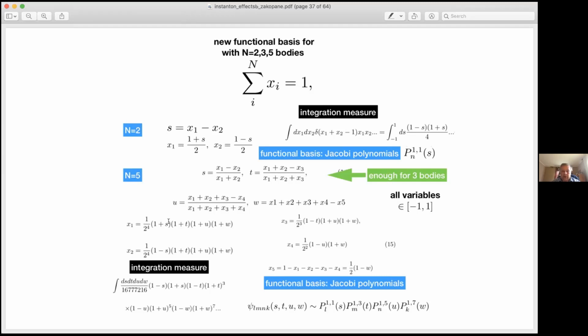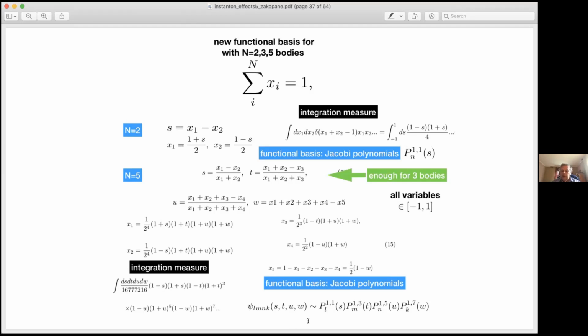So look at this, for example, I have 5 quarks, 3 quarks and a quark anti-quark pair. So I have 4 variables, S, T, U, W. This is X1, this is X2, this is X3, this is X4. If you add them together, you get 1 automatically. If you take the measure over X, which typically appears, you find this. So there is ds, dt, du, dw, and then there come some powers of separate terms for each of them. So the measure is factorizable, but it is different for different variables.